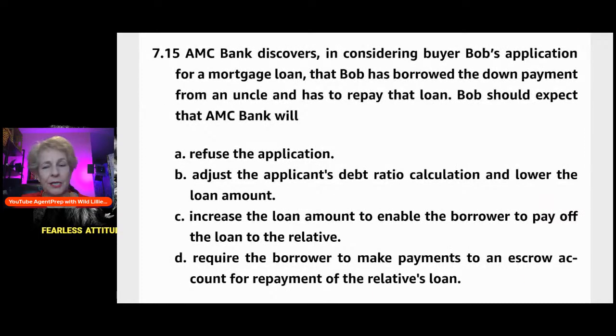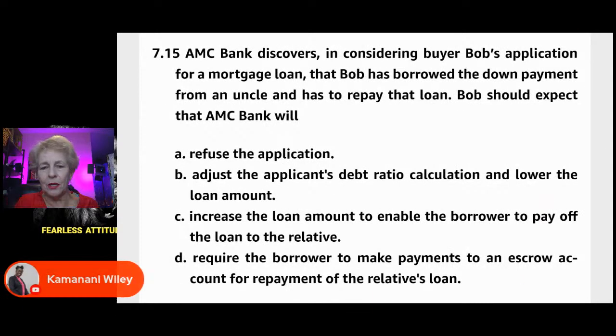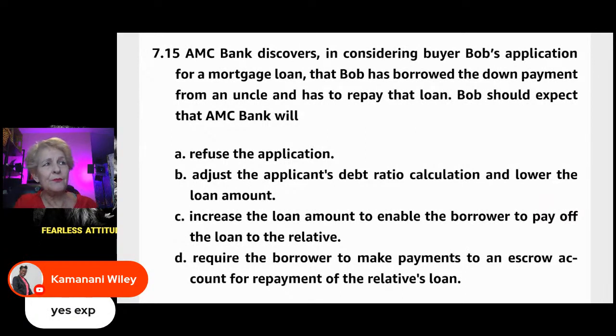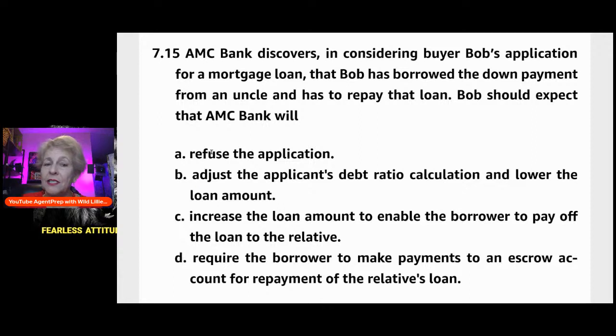So next question, number 15. This is a little bit longer. So AMC Bank discovers, in considering buyer Bob's application for a mortgage loan, that Bob has borrowed the down payment from an uncle and has to pay that loan. Bob should expect that AMC Bank will do what?